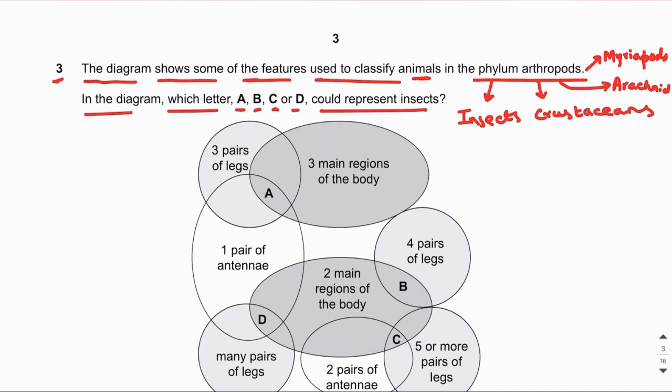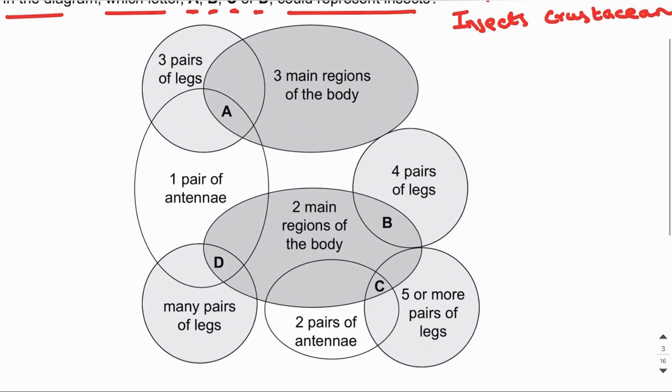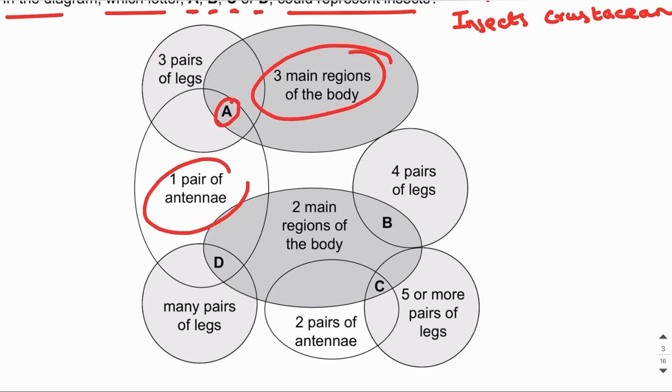So guys, you all should know that insects have three main regions of the body. So you should know that insects have a head, they have a thorax, that is the chest, and they have the abdomen, right? So insects have three main regions of the body, and insects have one pair of antennae, and insects have three pairs of legs. So the answer will be A. These three features are common to the insects.